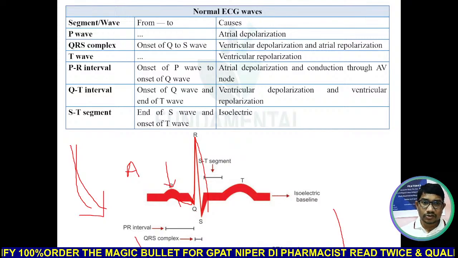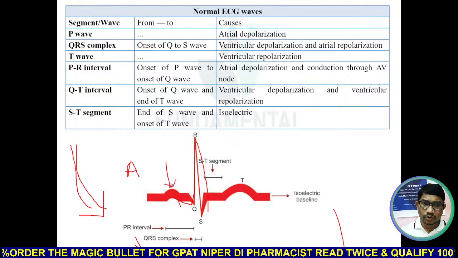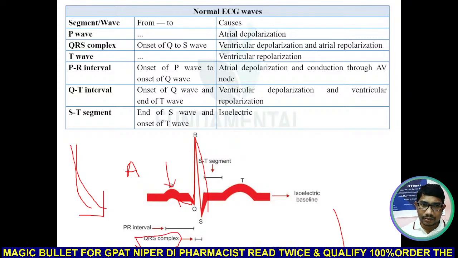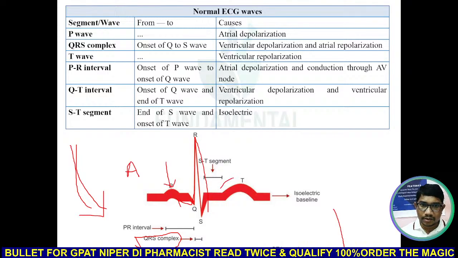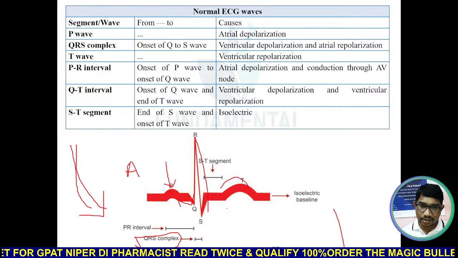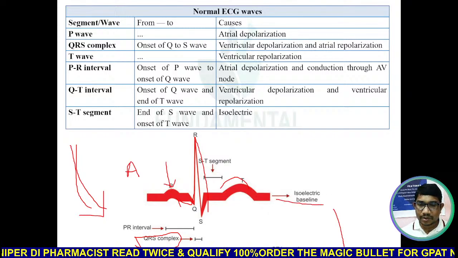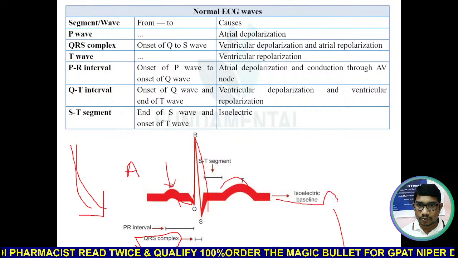QRS complex is because of the ventricular system. Ventricle जब contract होंगे तो QRS complex होता है. And then T wave. T is nothing but the ventricular relaxation. Relaxation हो गए, और बाद में फिर से बेस लाइन आएगा, फिर से बाद में ये चालू.